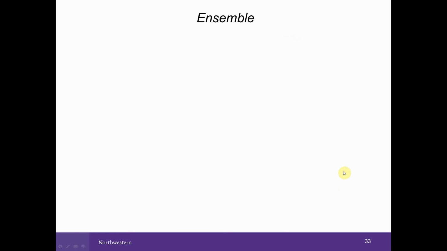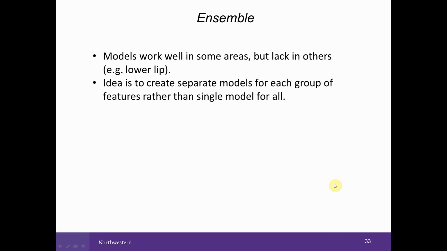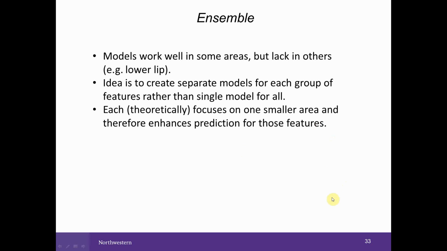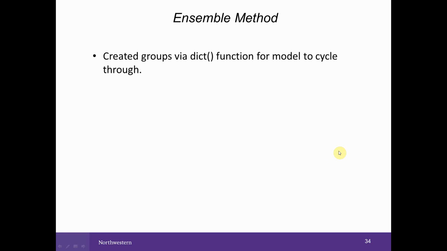The last thing I tried was an ensemble model. While some of the models work well in some areas, they lack in others, like that lower lip, which is a consistent problem. So create separate models for each group rather than a single one for all. In theory, this allows those smaller models to focus on smaller areas and be more specialized on each of those features, so enhanced prediction. Here's a general ensemble method that I have.